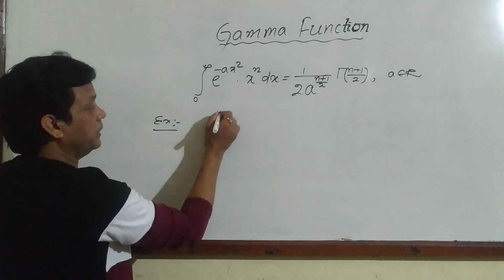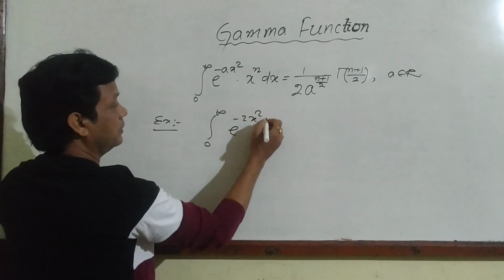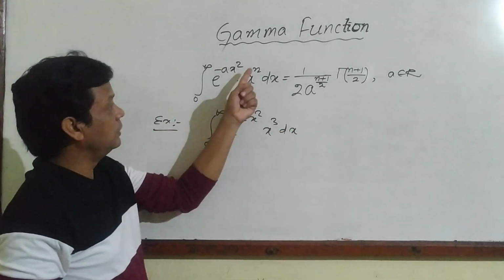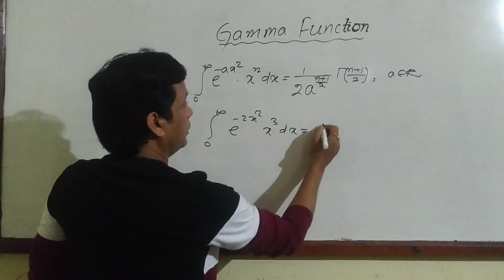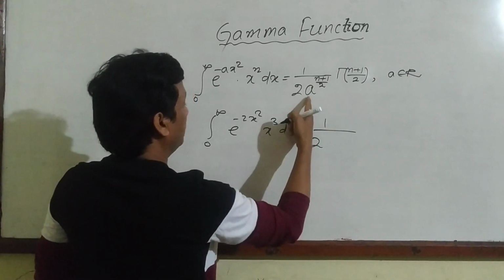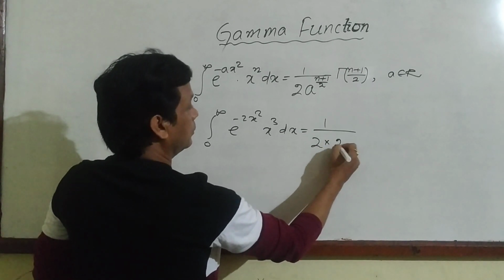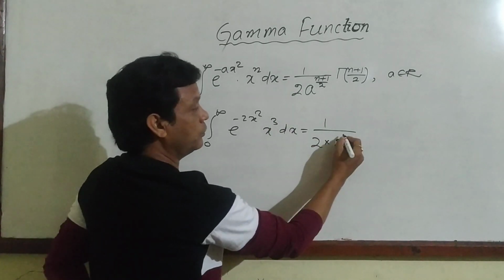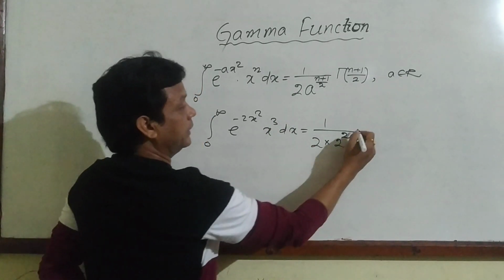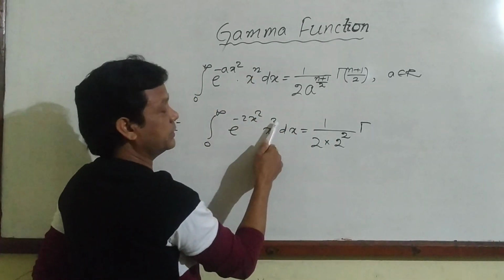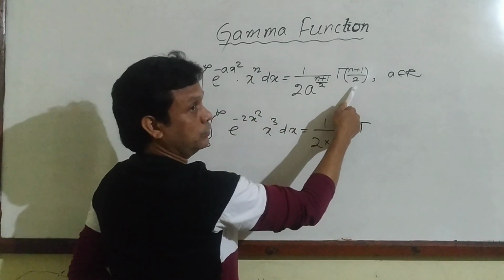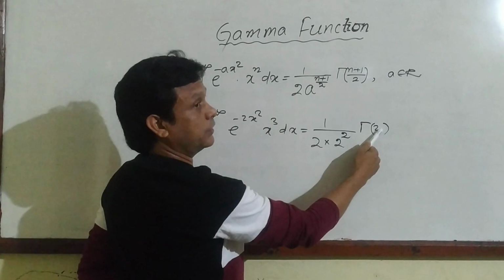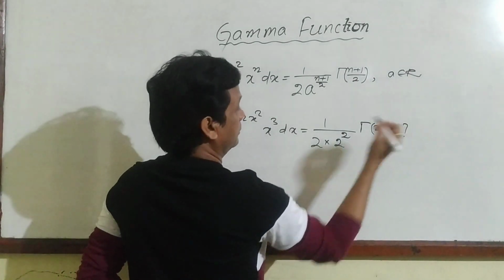Now I am giving an example here. Integration 0 to infinity e to the power minus 2x square x to the power 3 into dx. I am taking a is equal to 2 and n is equal to 3. So directly apply the formula: 1 by 2 into 2 to the power (n plus 1) by 2. Here n is 3, 3 plus 1 is 4, 4 by 2 is 2. Then gamma of, here n is 3, 3 plus 1 is 4, 4 by 2 is 2, gamma of 2. And already I have told you gamma of 2 is factorial 1. So you can get the answer.